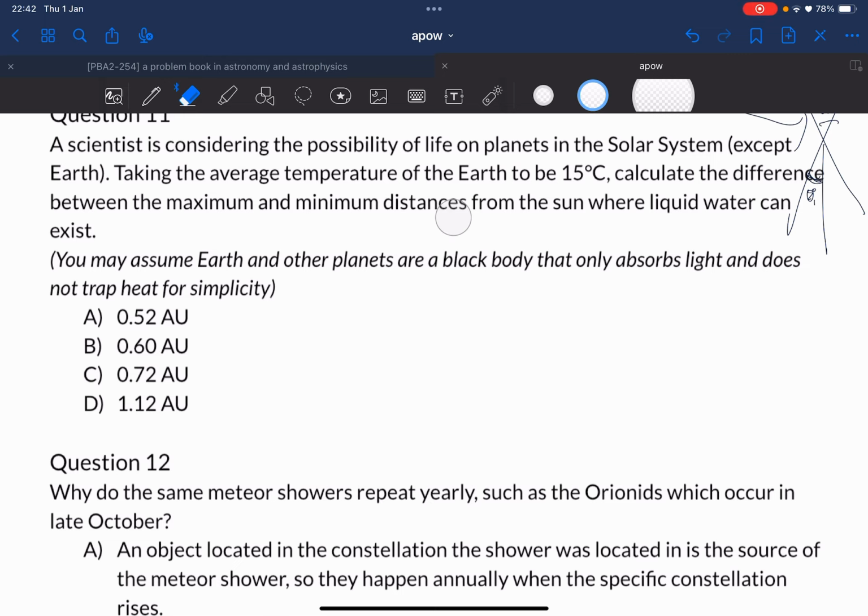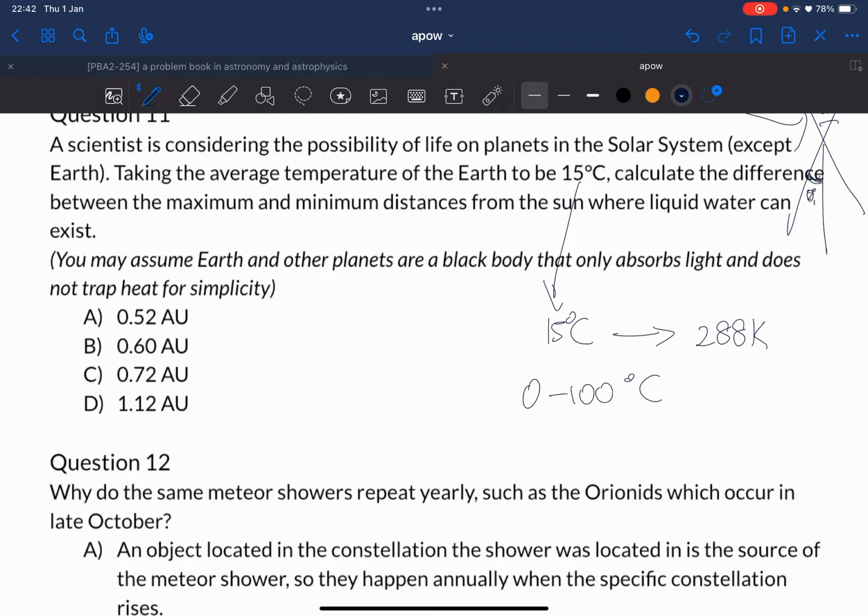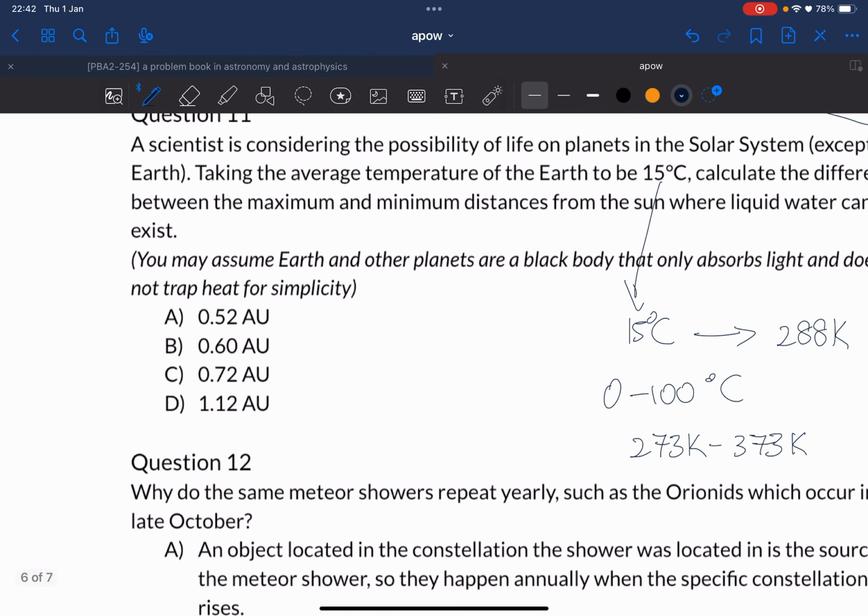But if we try to do it given the limited information, we assume we're only going to use Earth as the reference point, and we're trying to calculate how far you can move Earth such that it will still have liquid water. Then you first have to convert this 15 degrees Celsius to Kelvin, which you need to recognize. If not, you're gonna get messed up. As you might know, liquid water is from 0 to 100 degrees C, which is basically 273K to 373K, so you just gotta do the ratios.